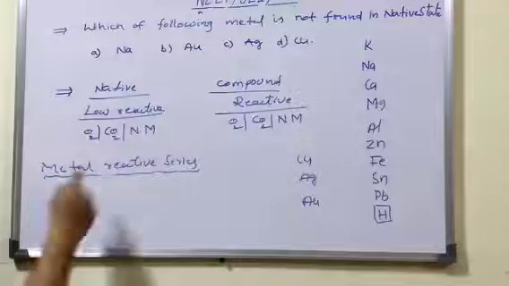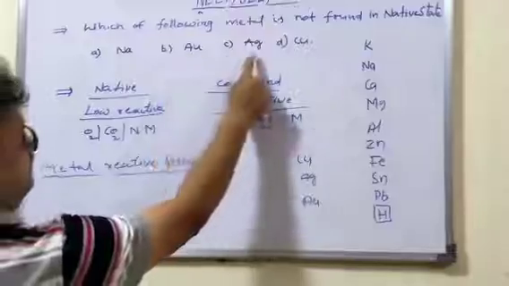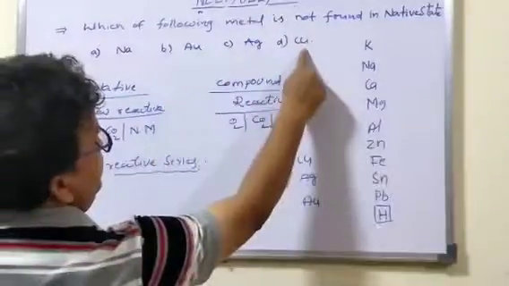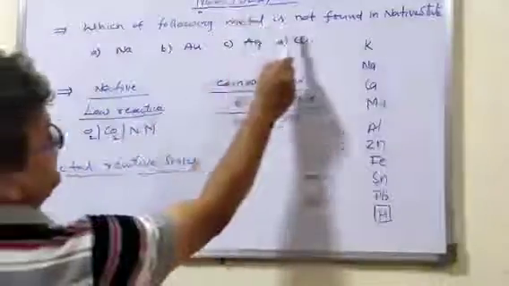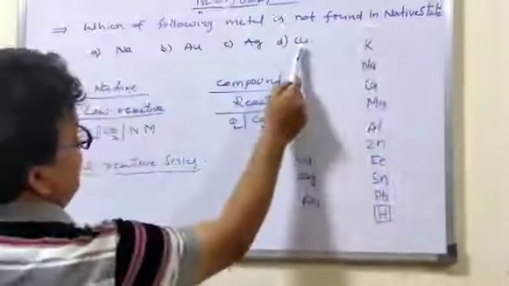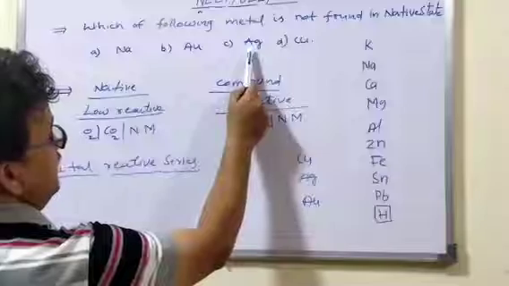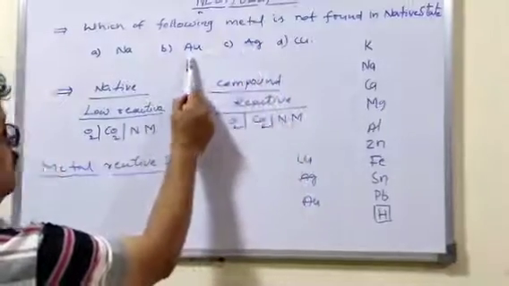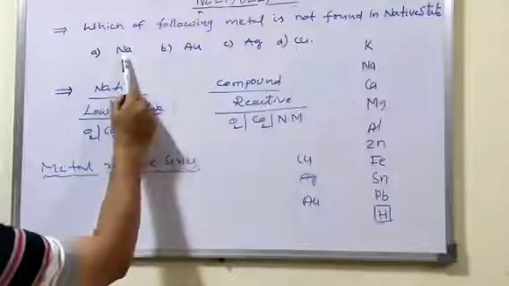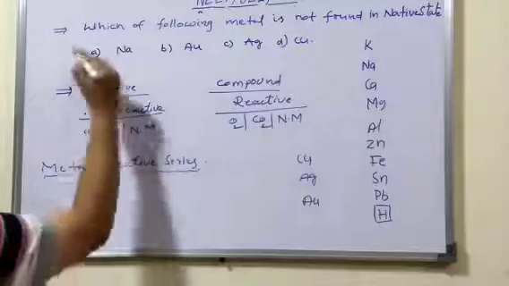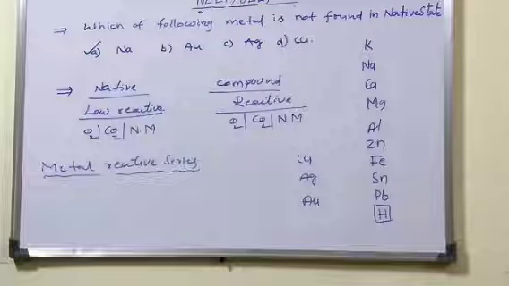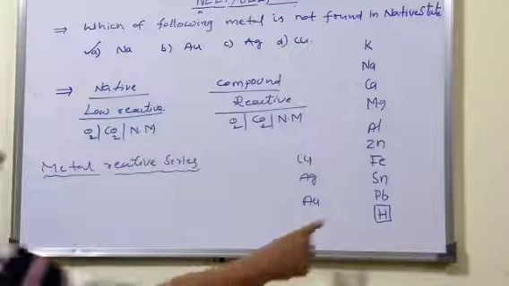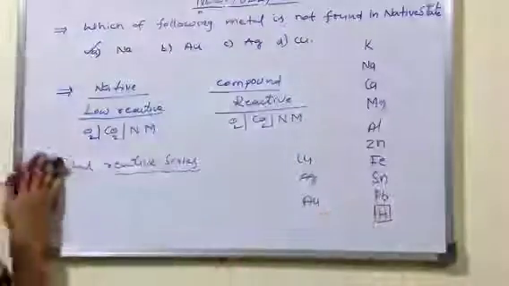Now you go for native form. The question asked, which of the following metal is not found in native state? Copper native, low reactive; silver native, low reactive; gold native, low reactive; sodium more reactive, compound form. That's why our answer is sodium. Sodium is not existing in native form. This is the metal reactive series you have to remember.